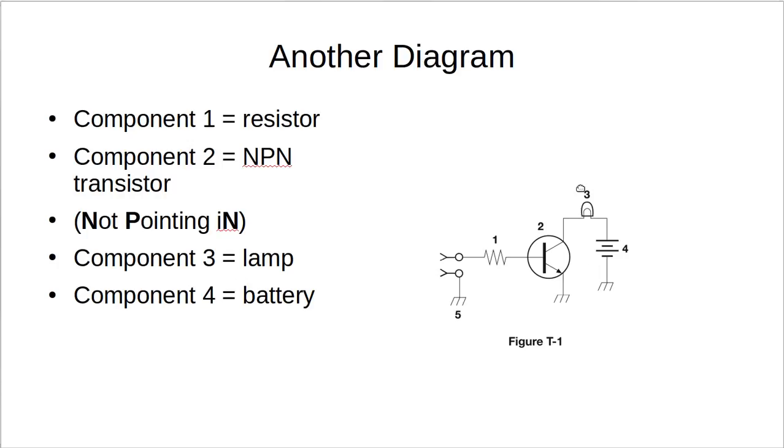Okay, component number 3 over here. Component 3 is a lamp, like a light bulb. This is pretty obvious. It looks sort of like a light bulb. It looks like a lamp. And component 4, these 4 lines over here of varying length, this is a battery, and that's what's powering the whole circuit. Okay, so let's look at one more diagram before we move on.